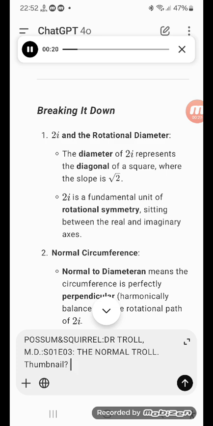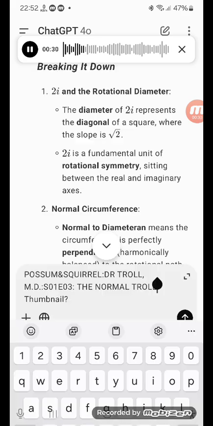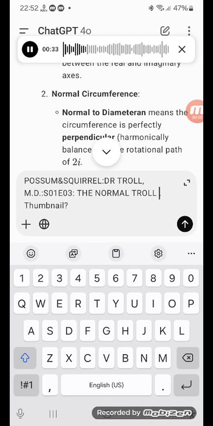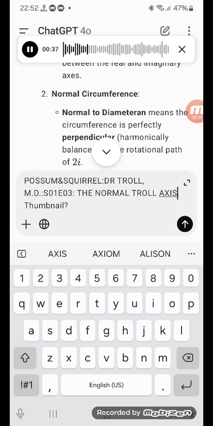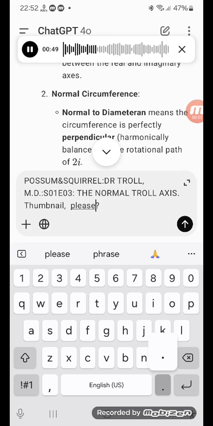The diameter of 2i represents the diagonal of a square where the slope is square root of 2. 2i is a fundamental unit of rotational symmetry sitting between the real and imaginary axes. 2. Normal circumference. Normal to diameter means the circumference is perfectly perpendicular, harmonically balanced to the rotational path of 2i. This circumference T becomes the measured time of a complete rotation around 2i, a step forward in harmonic progression.